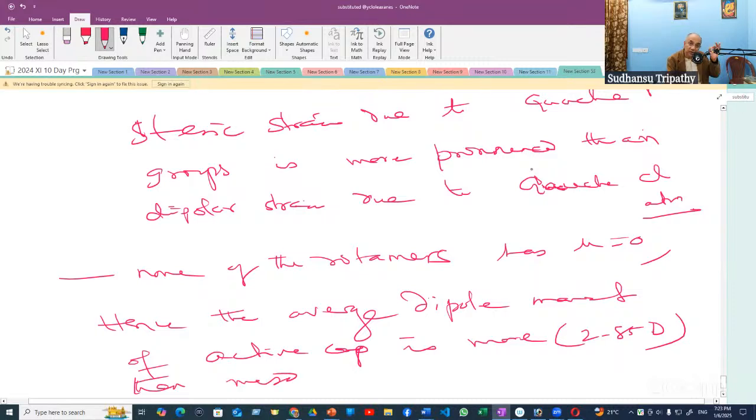Than the meso compound. In the meso compound, the presence of one more stable, more abundant rotamer 1 makes the average less. Meso form, 1.27 Debye.